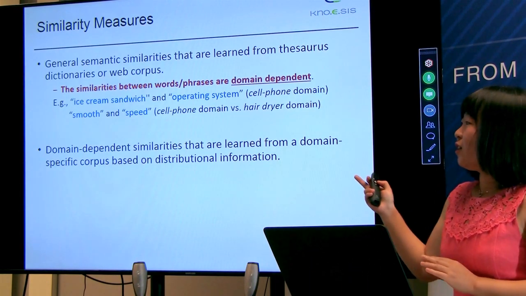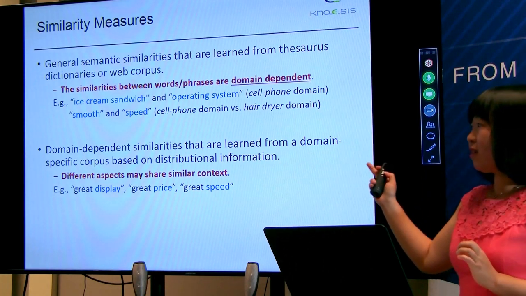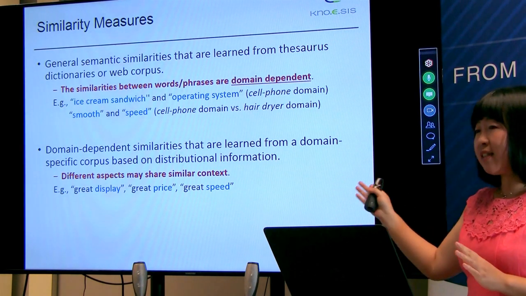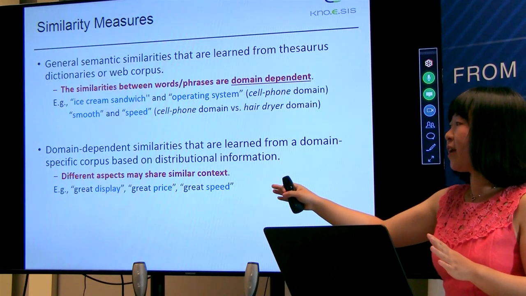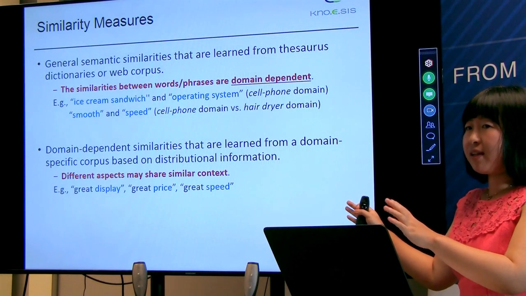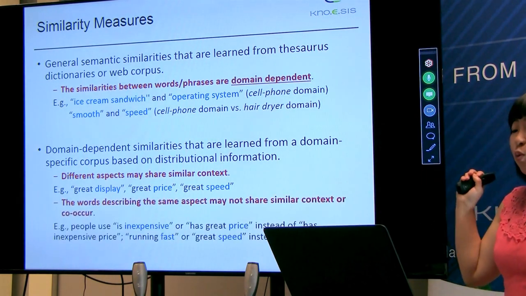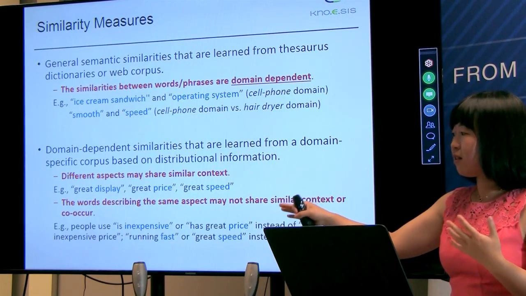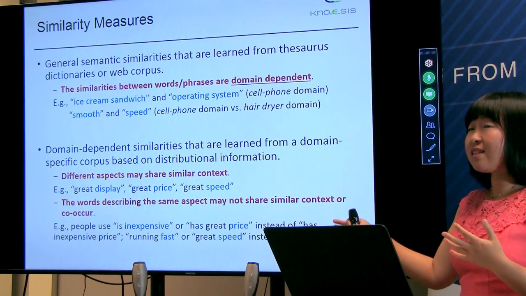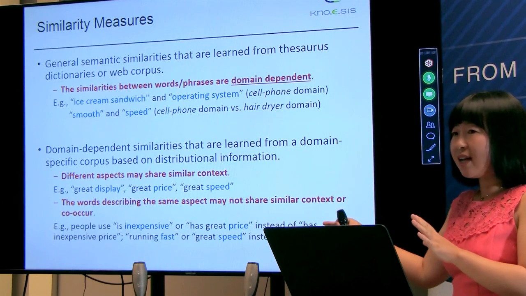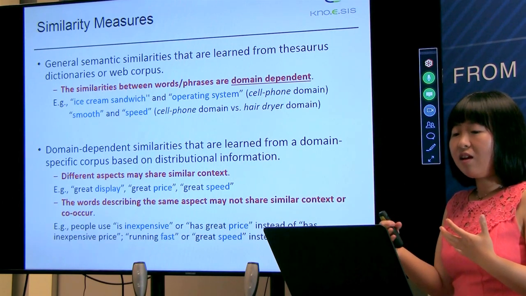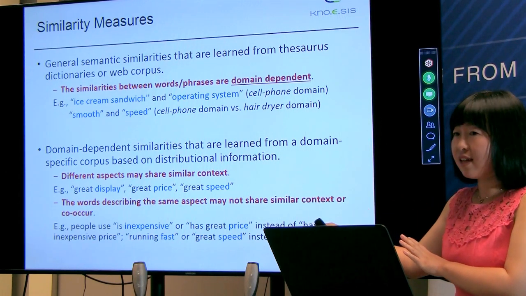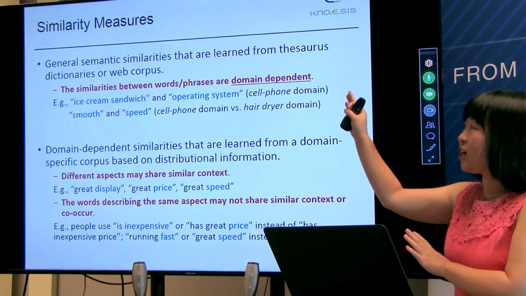However, we also find a weakness of this approach, because different aspects may share similar context, like display, price, speed. They can all use a general sentiment word like great. They are three different aspects, but they share similar context. And also, the words that describe the same aspect may not co-occur at all. Like people may say a product is inexpensive or has a great price, but they don't say inexpensive price. So inexpensive and price don't co-occur, and don't even share similar context.